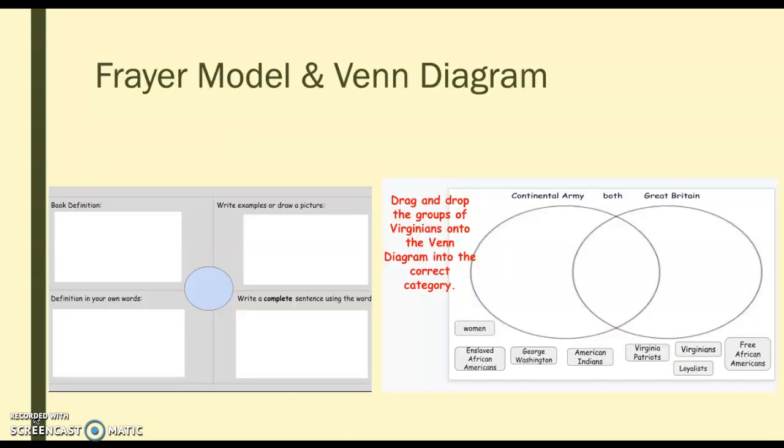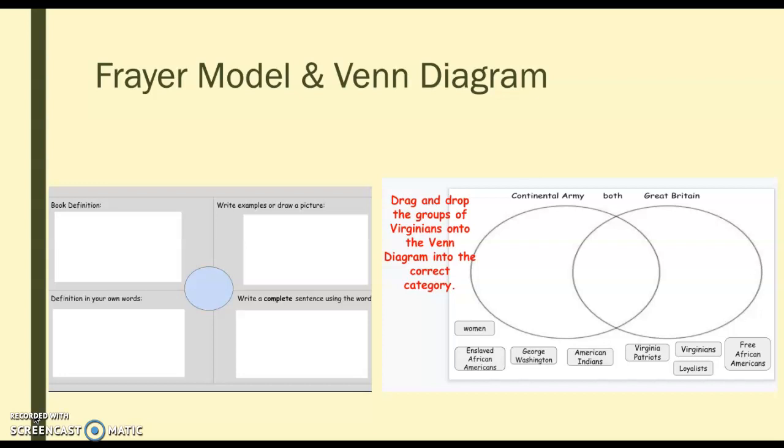On the left, you will see a Freyer model. This was the first graphic organizer integrated when the students had to break down a vocabulary word. In the blue circle in the middle, they would write the vocabulary word they chose. Top left corner, they would write the book definition that they just copied down from the board. And below that, they would break the definition into their own words to show their understanding.